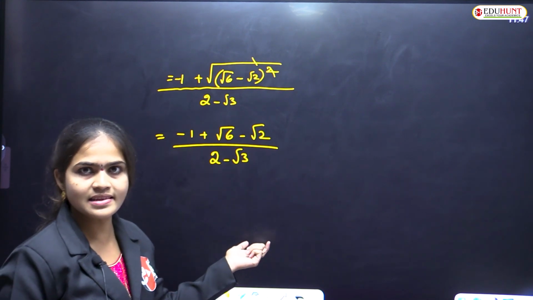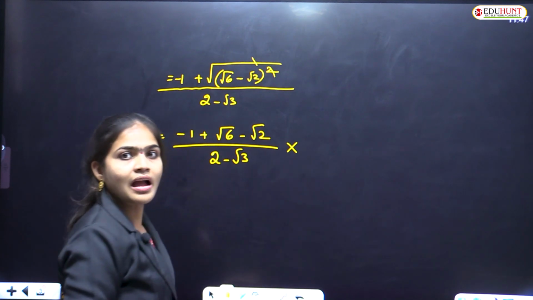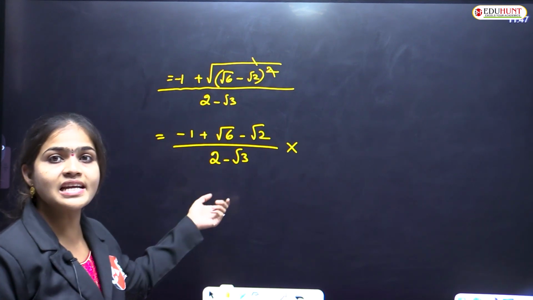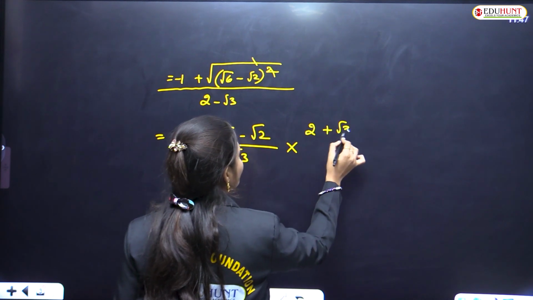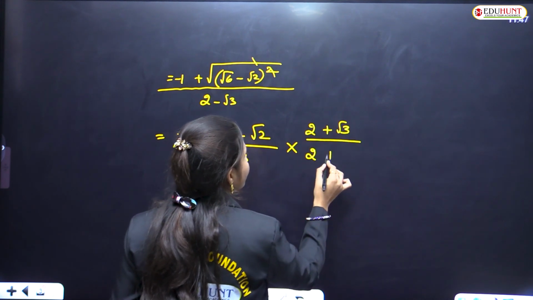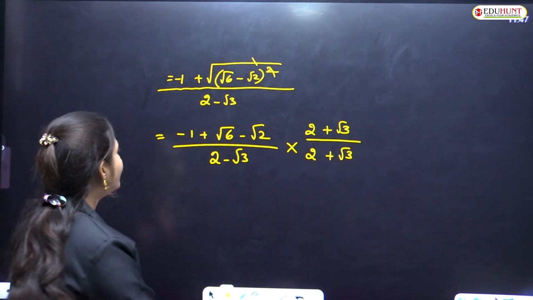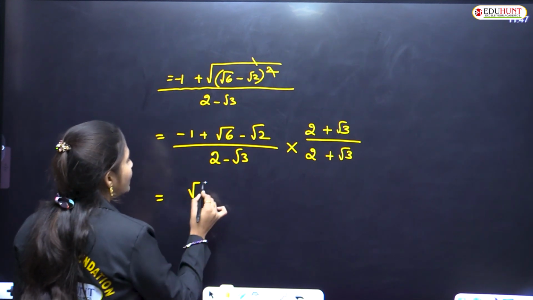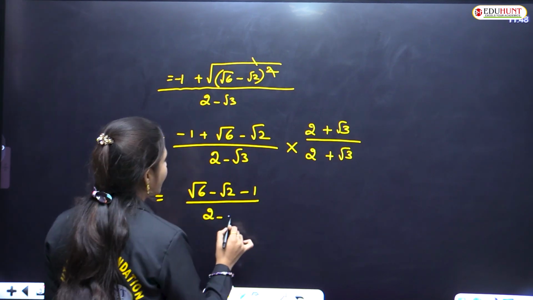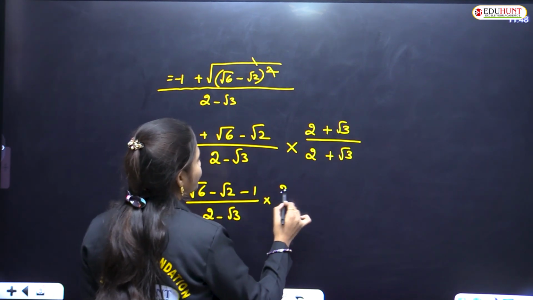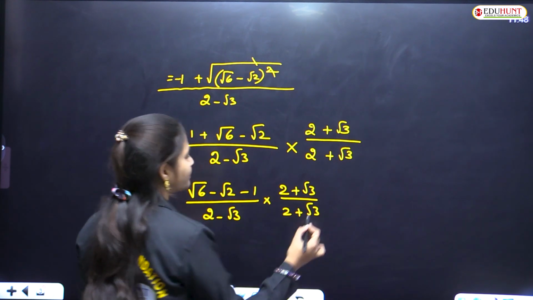Okay, that is a surd, right? So here we have to take the rationalizing factor. RF of 2 minus root 3. What is that RF? Here RF of 2 minus root 3 is 2 plus root 3. So we have to divide and multiply by 2 plus root 3. So here we are getting root 6 minus root 2 minus 1, 2 minus root 3 into 2 plus root 3 by 2 plus root 3.